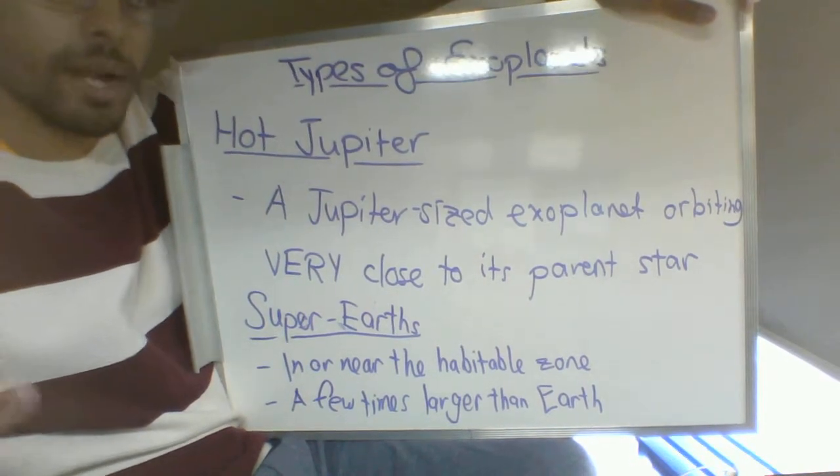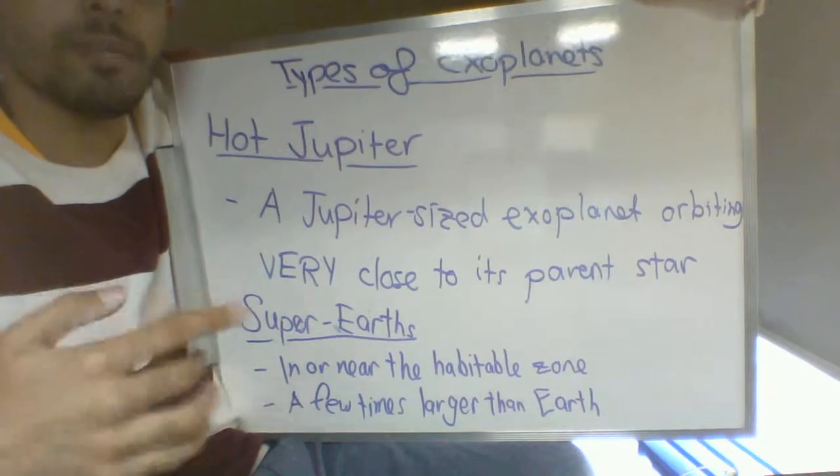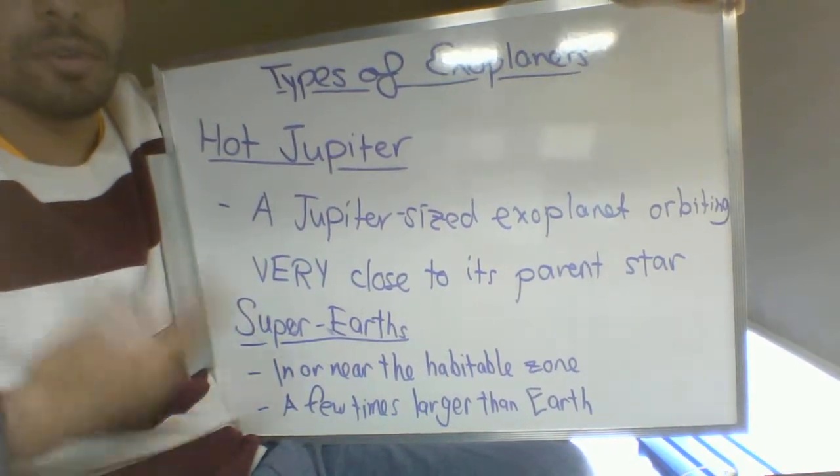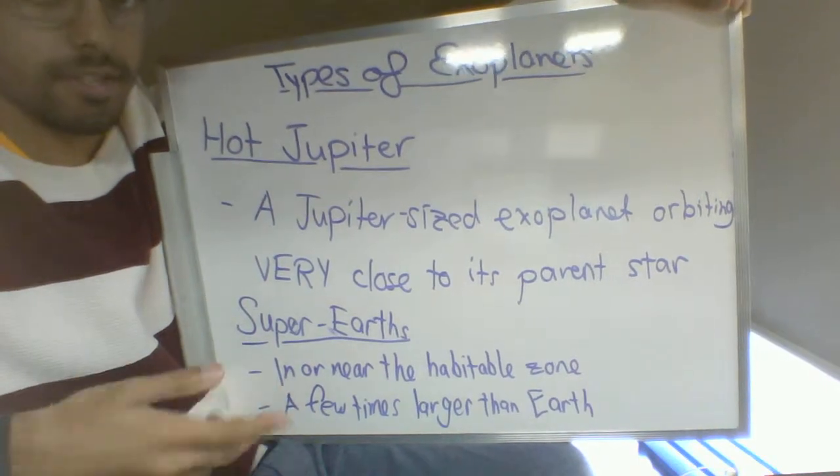So I'm actually going to stop there for this video. We'll pick up in part 2 talking about how to find exoplanets and why it's so easy to find big ones instead of small ones.